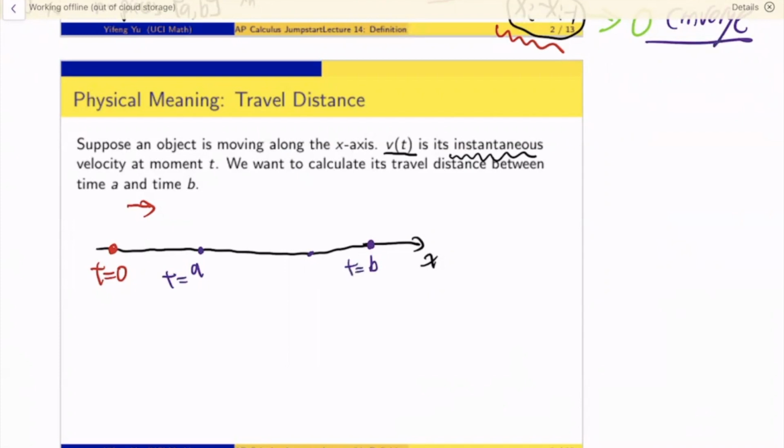The usual formula in high school, you know how to calculate the travel distance. We say the travel distance equals speed multiplied by the time. So here time is just b minus a. However, the trouble is the speed is not a constant. It's instantaneous speed. So we cannot just use the speed multiplied by time. Then how should we do it?